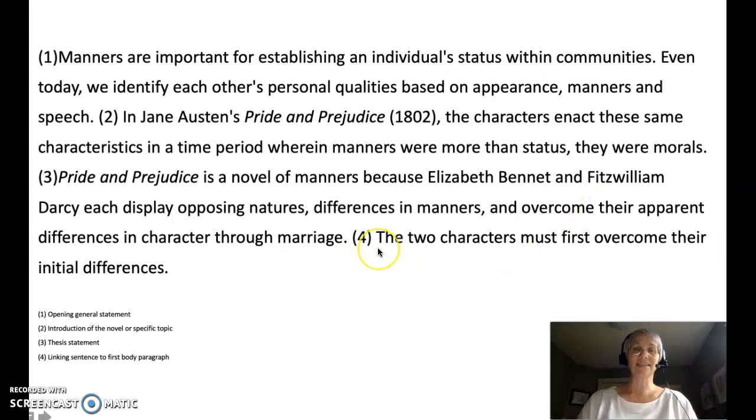The last sentence is a linking sentence to the very first idea. So the very first body paragraph is going to be about these initial differences.